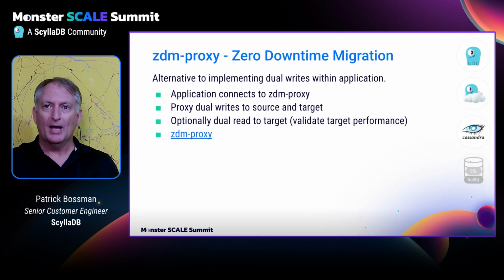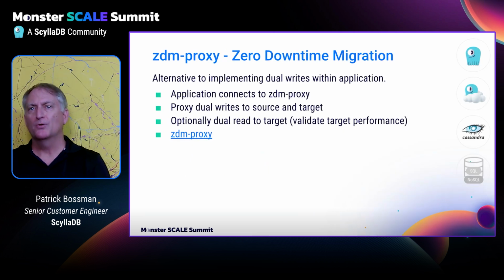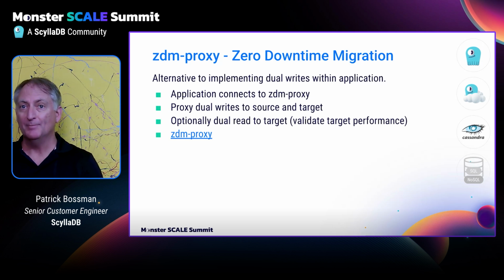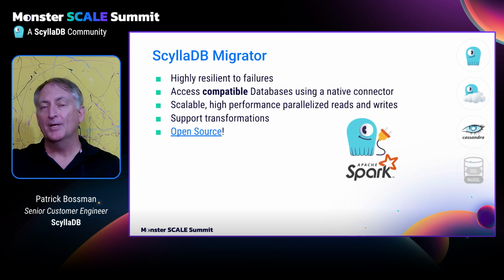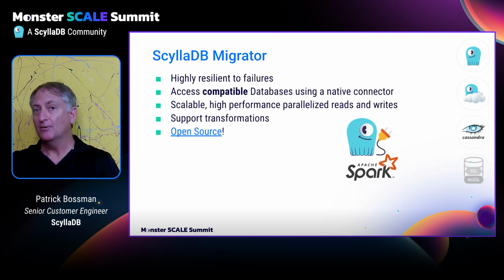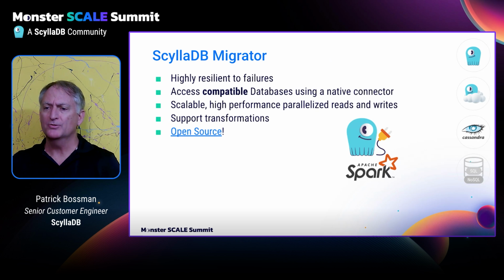And so what were the tools that we used? As I mentioned, one of them is the ZDM proxy, zero downtime migration, and that is what can abstract the dual writes so that you don't have to change your application. Alternatively, you could do dual writes in the application yourself. And the second is ScyllaDB Migrator, which is a Spark tool that is highly resistant to failures. It'll retry writes within the Spark application, and it's highly scalable.